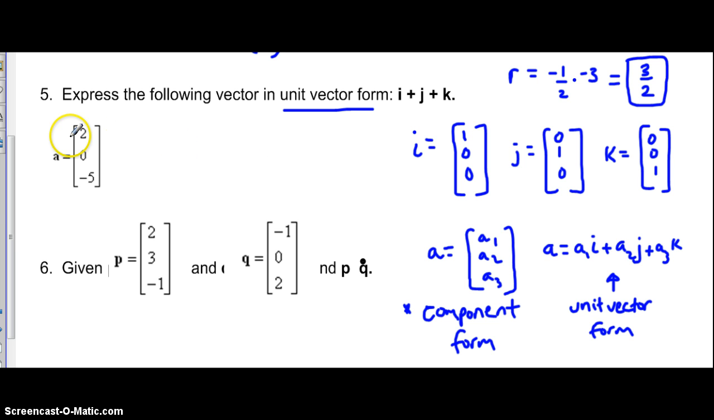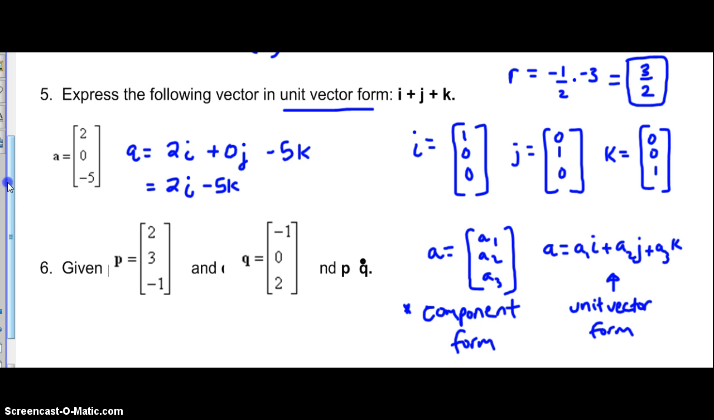Okay, so for number 5, we're just going to write it from the component form to the unit vector form. So we just take each value, and a would be equal to, for 2, our a1 times i, so 2i, and then our a2 times j, so 0j, and then our a3 times k, so negative 5k. And we don't have to have 0j, so we'll simplify that to a is equal to 2i minus 5k. And that's in unit vector form.